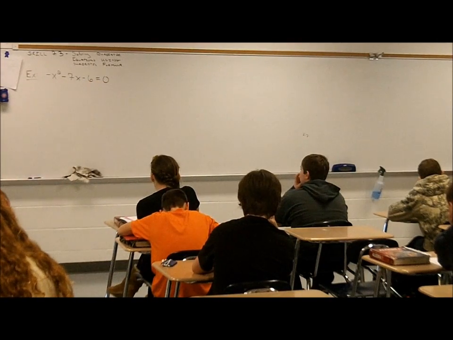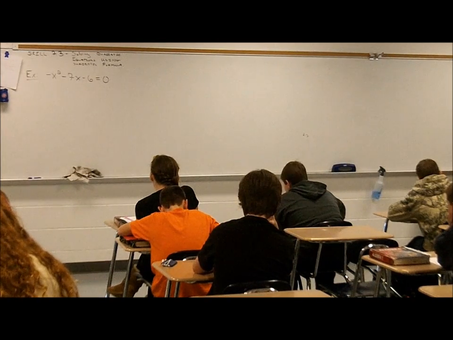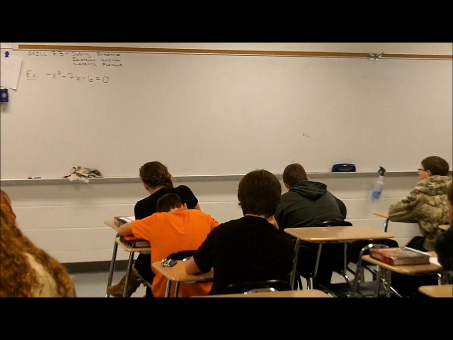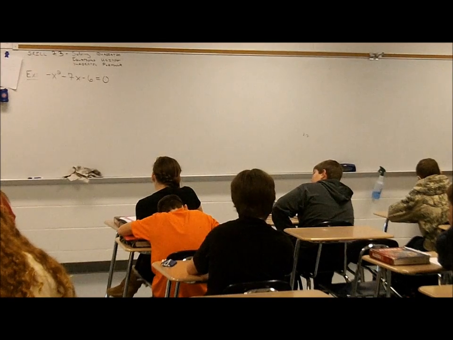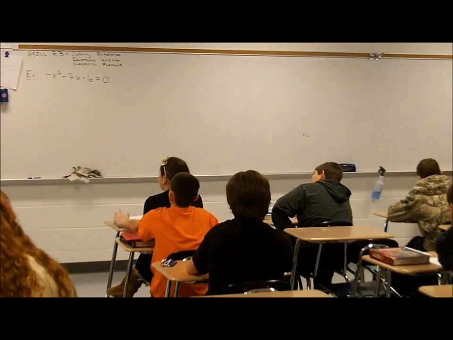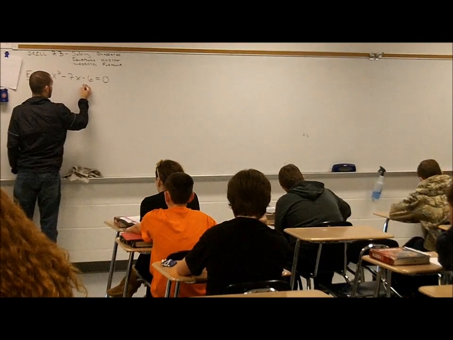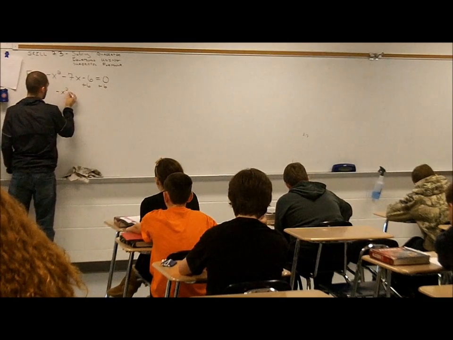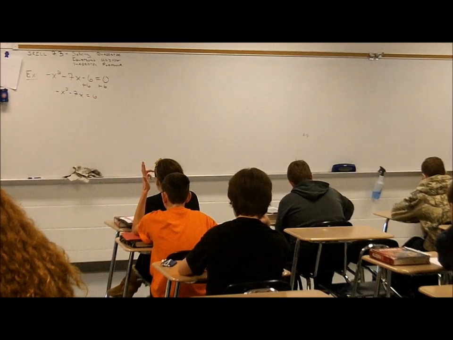Let's try solving this. Negative x squared minus 7x minus 6 equals 0. How might we solve this? What do you think? What would we do first? Plus 6, plus 6. Okay? So then I have negative x squared minus 7x equals 6. Now what?